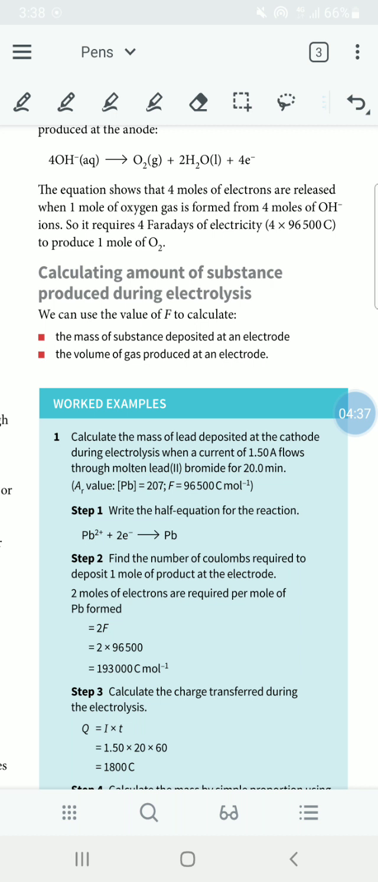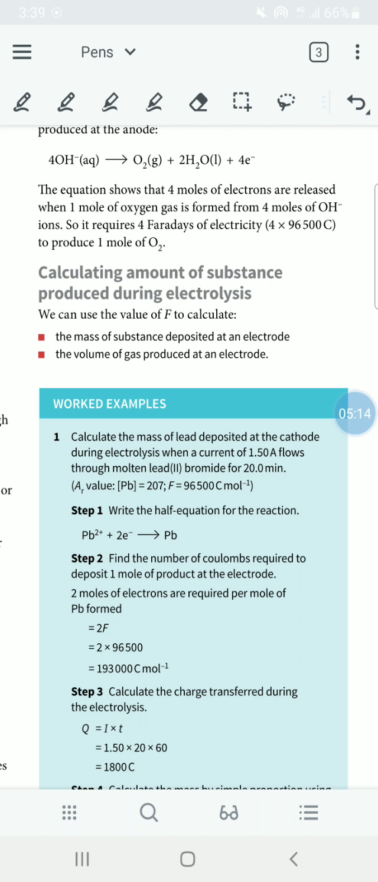Right. Then worked examples. Question number 1. Calculate the mass of lead deposited at the cathode during electrolysis when a current of 1.5 amperes flows through molten lead bromide for 20 minutes. So the current has been given and the time has been given. Then the Ar value of lead has been given, and the Faraday definition also has been given. We can figure out many things using the information that has been provided, right?